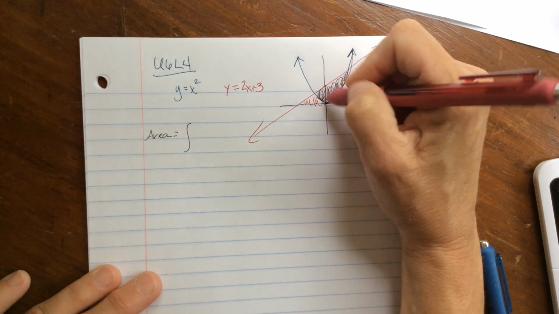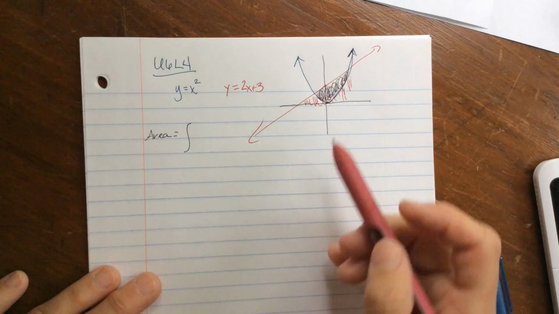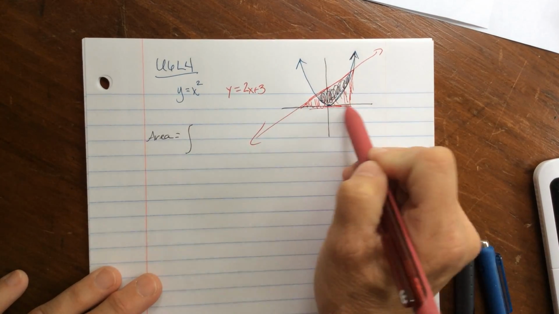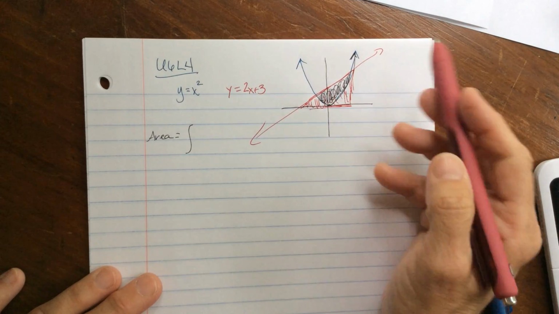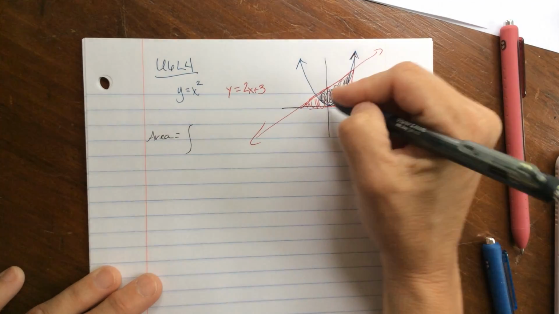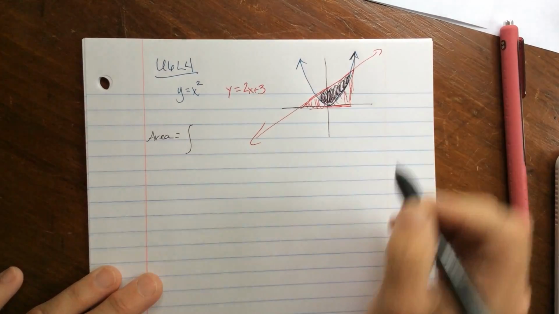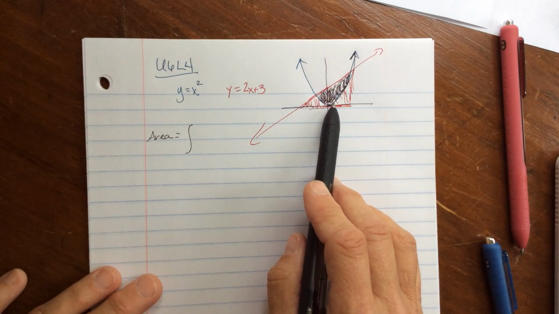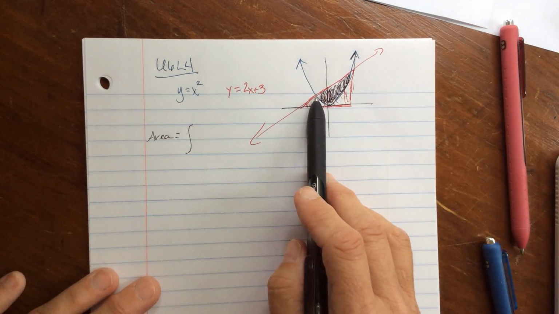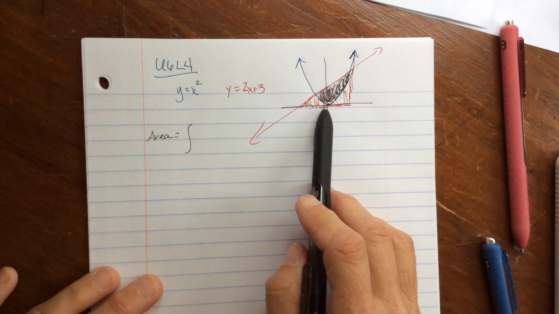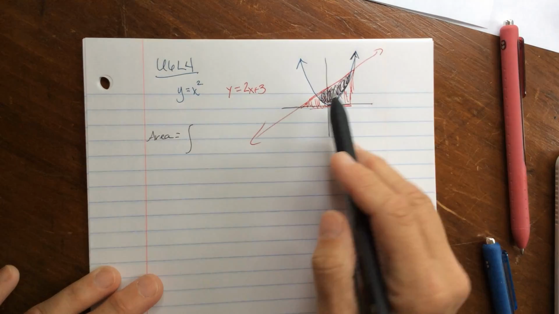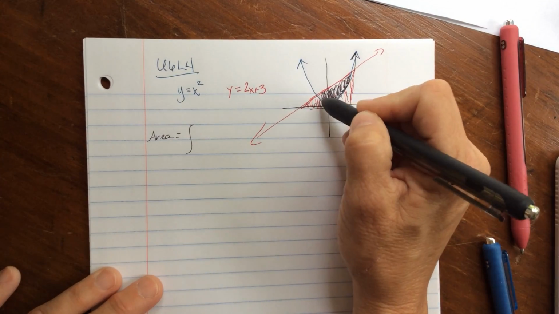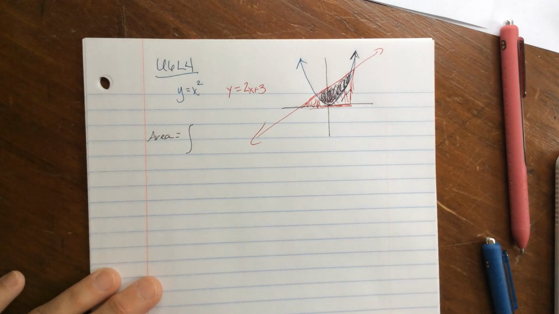would be under this curve. If this represents the area under the line, and I only want this portion right here, what can I do to find that area? What I could do is find the area under the curve of the quadratic, and then subtract.